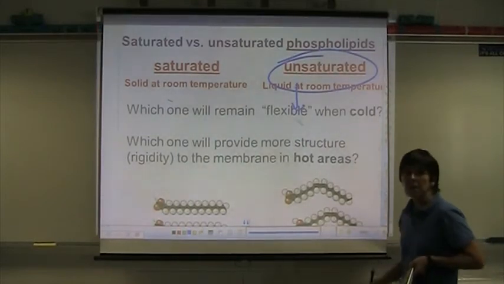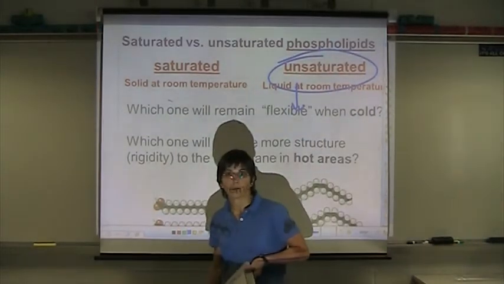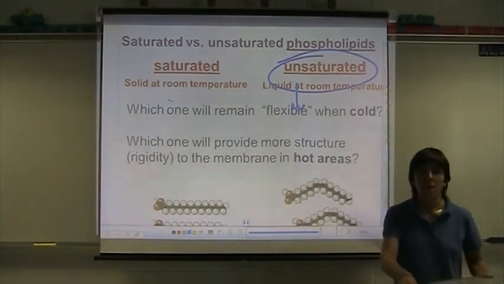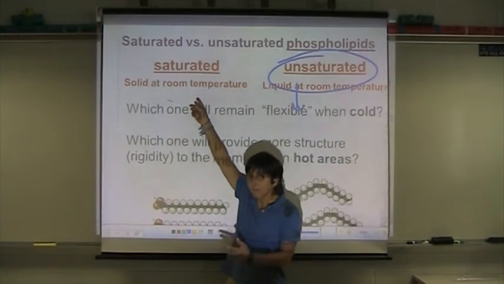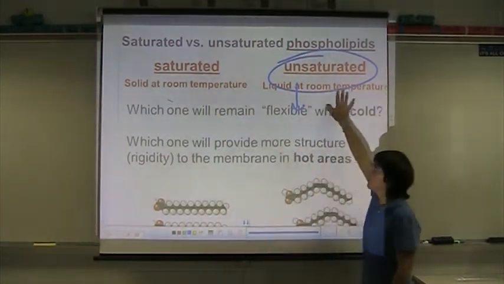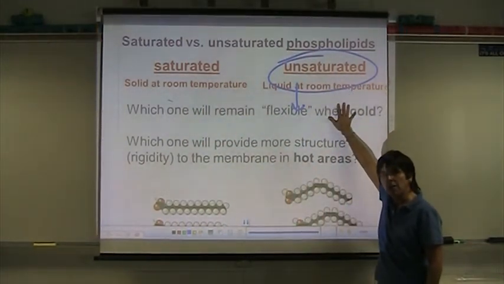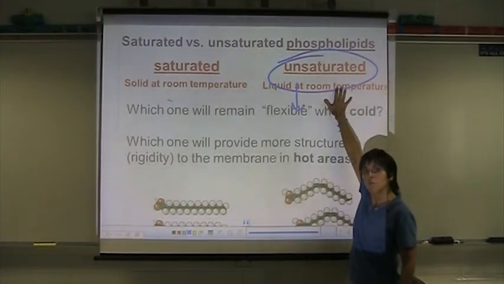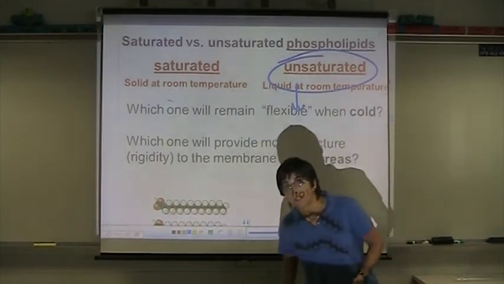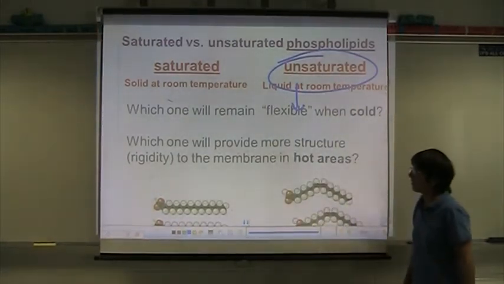Unsaturated will remain flexible when it's cold. Think of what happens to a stick of butter when you put it in the refrigerator. It becomes even harder. So this is going to be very important because creatures that live in colder places are going to have some more of these unsaturated lipids in their cell membranes.